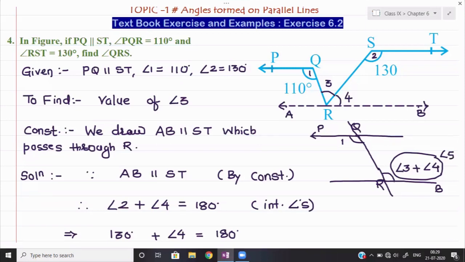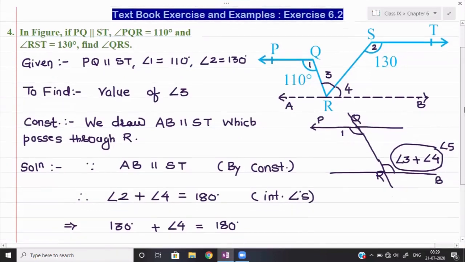But still we can prove that PQ and AB are parallel. So first of all we shall prove these two lines PQ and AB are parallel, and then we shall establish a relation between angle 1 and the sum of angle 3 and angle 4. And then finally we shall find out the value of angle 3. Okay, so let us see how we can first make these two lines parallel.